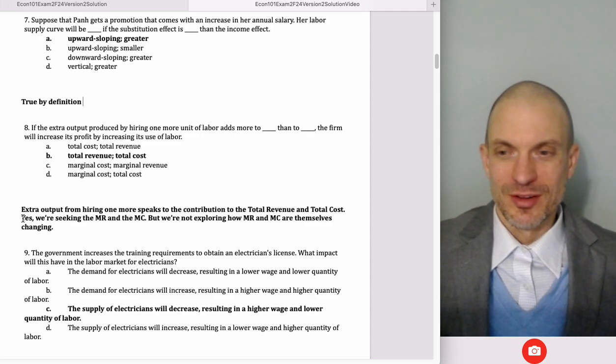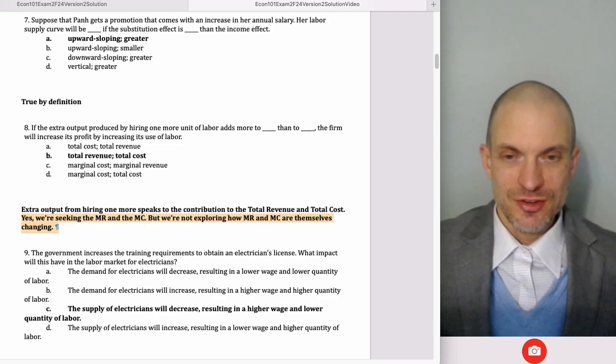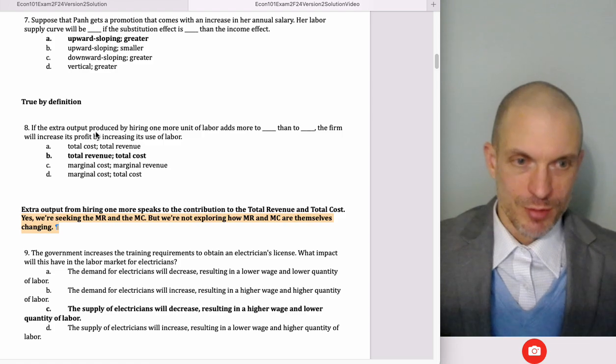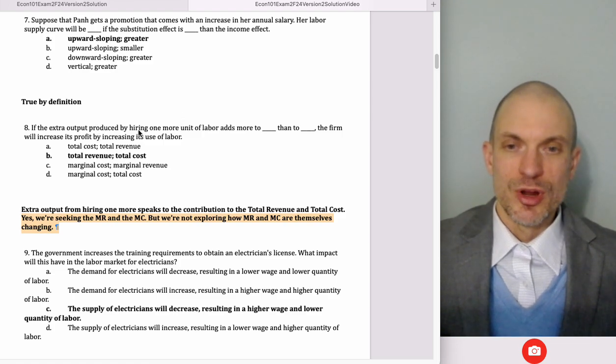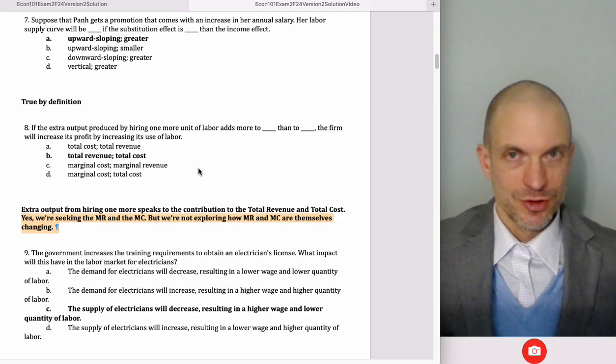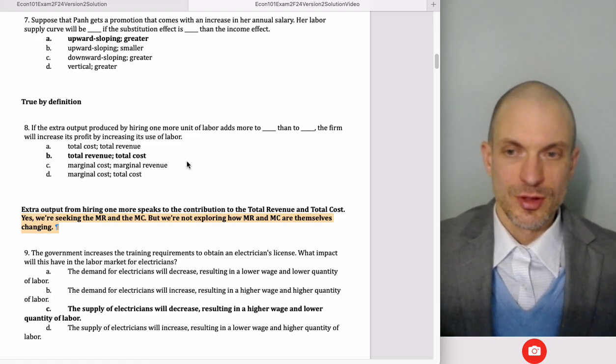Except that's my explanation here. We're not exploring how marginal revenue and marginal cost are themselves changing when we're interested in hiring one more, the incremental step. We're interested in how total revenue and total cost are changing. And that's measured by the derivative of the total cost and total revenue functions. If you don't have calculus, that's okay.